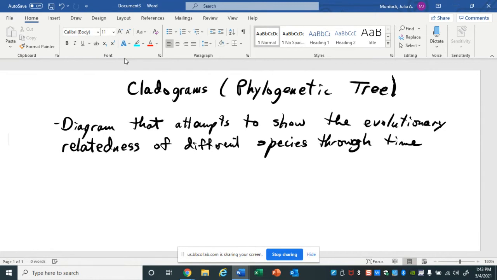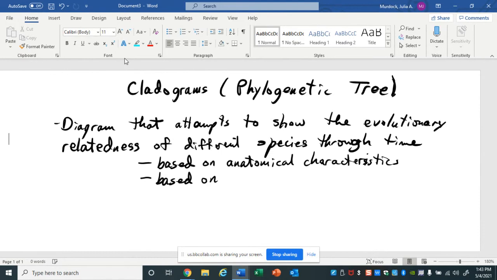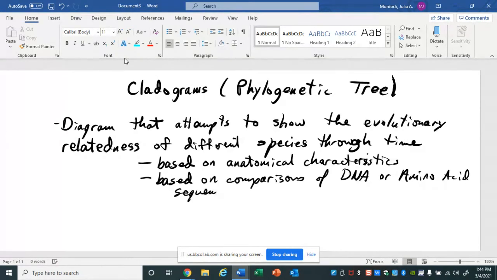Through time. And it's often based on, the early cladograms were based on anatomical characteristics, right? Similarities in structures on the body. But as we really got good with DNA and biochemistry, we started using that instead. So often the ones that you'll see are based on comparisons of DNA sequences or amino acid sequences, usually using a very, very conserved gene or protein that everybody has, that can therefore be compared more easily.